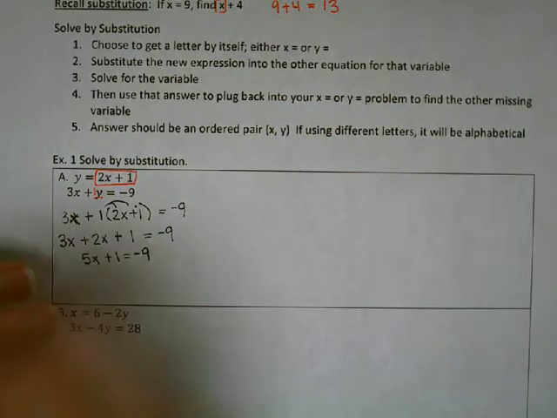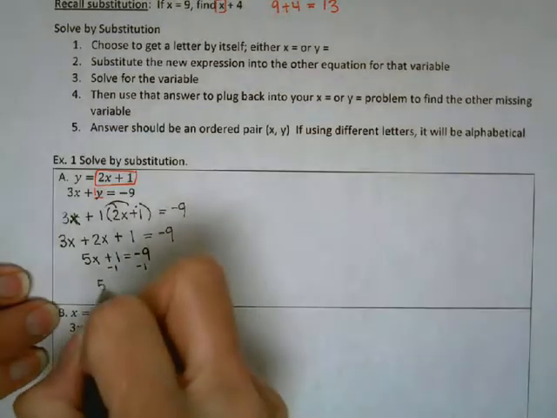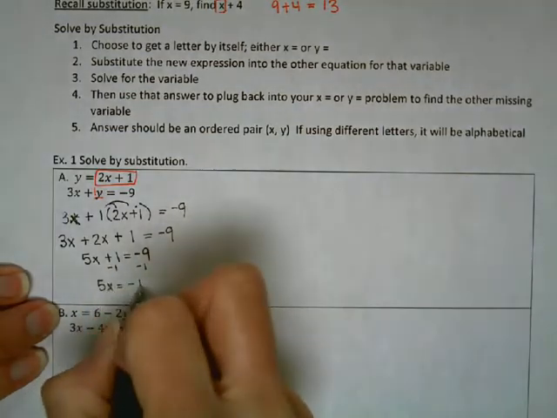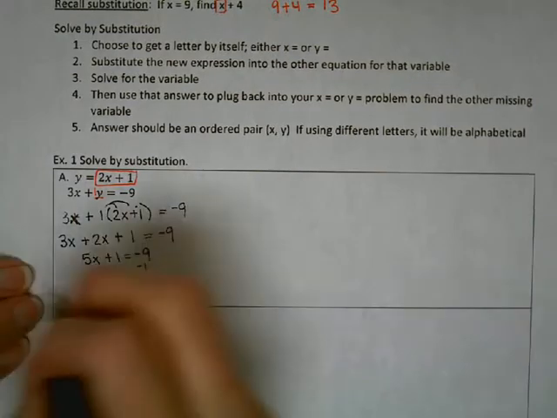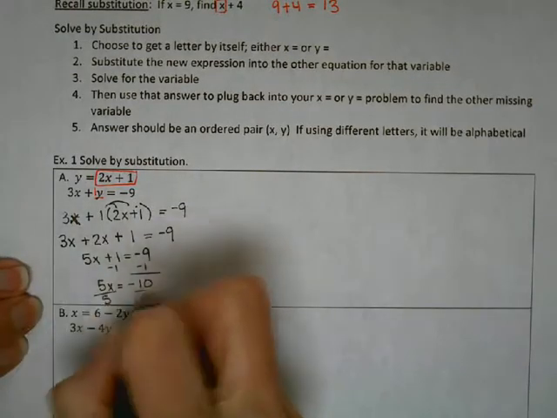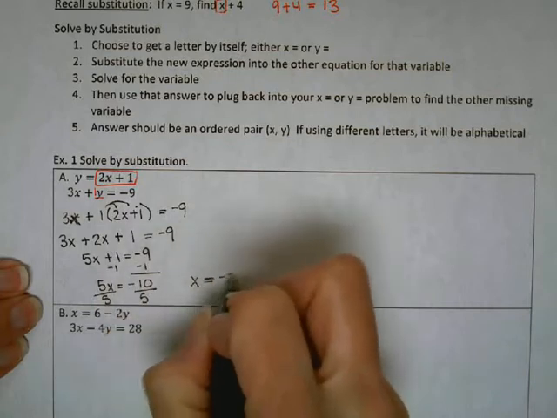So you would subtract 1 to the other side here. 5x equals negative 10. Okay, negative 9 minus 1 is negative 10, and then you would be dividing by 5 to get x by itself. So negative 10 divided by 5 is negative 2.